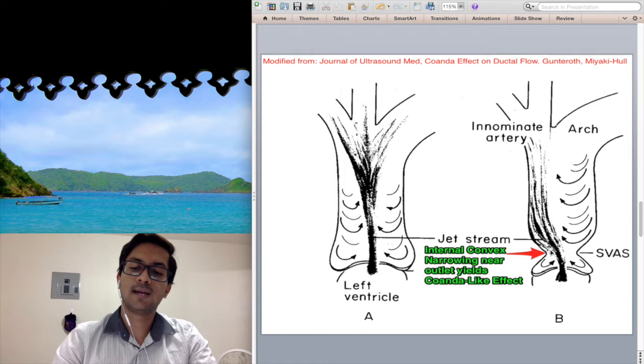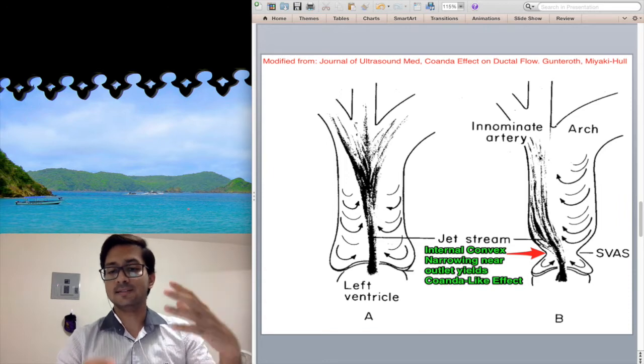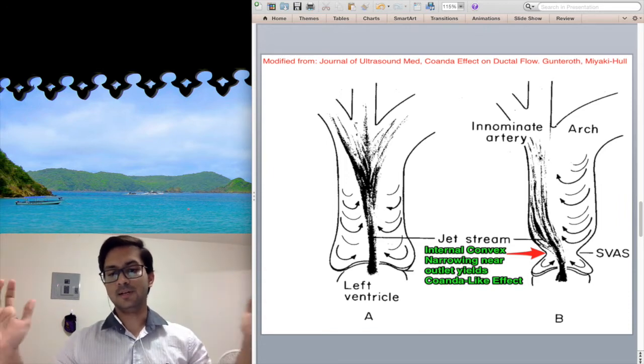Another example we see here, as a result of supravalvular aortic stenosis, we see that there's a convex surface being created at the narrowing end here near the orifice. And this causes the jet to adhere to that surface via Coanda flow and run along the surface and result in an asymmetrical blood flow on the upper extremities of the body.